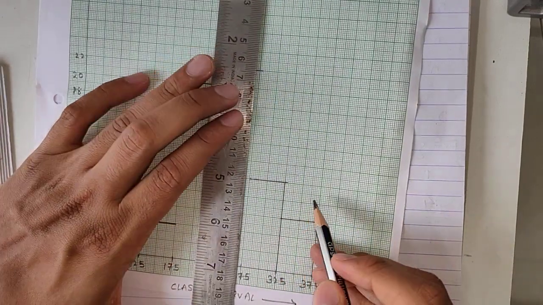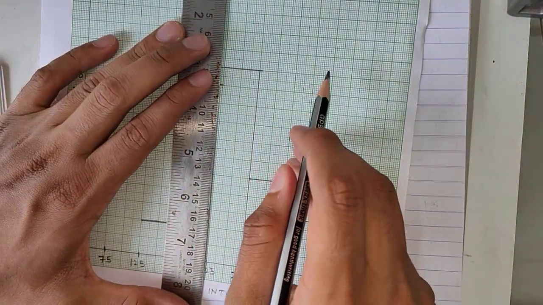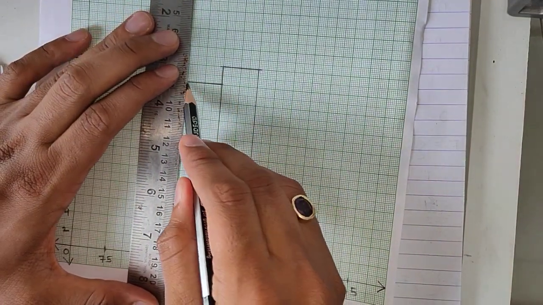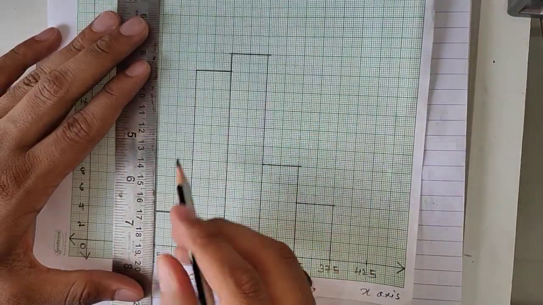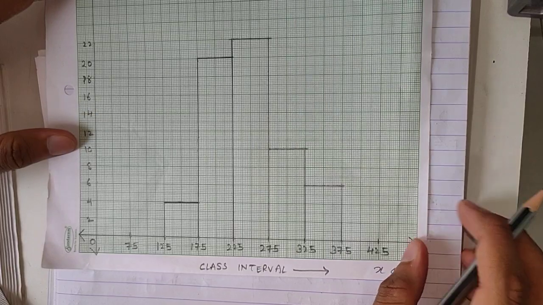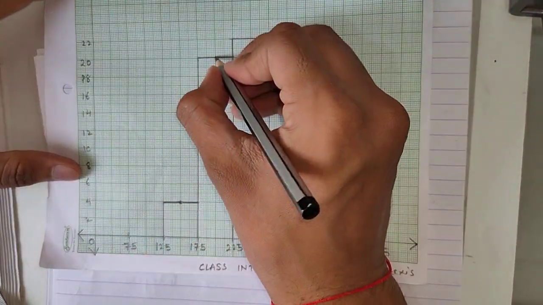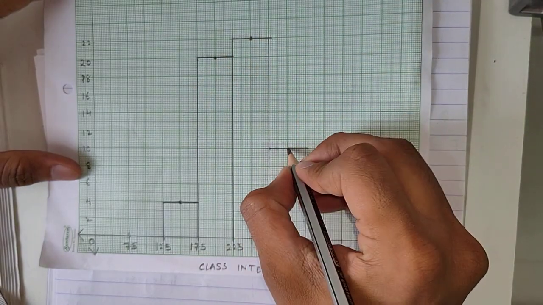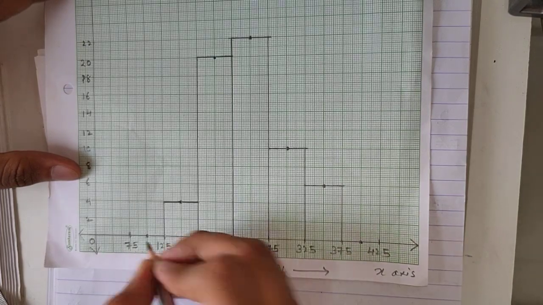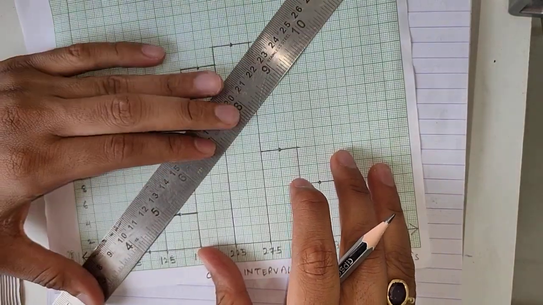Neatness is very important in a graph. Make sure you do not erase a lot. So this is how you will get your histogram. Remember, this is a histogram. When you draw the bars, this is a histogram. Now you will join the midpoints of these bars. Okay, so let's join the midpoints of these extra class intervals also.